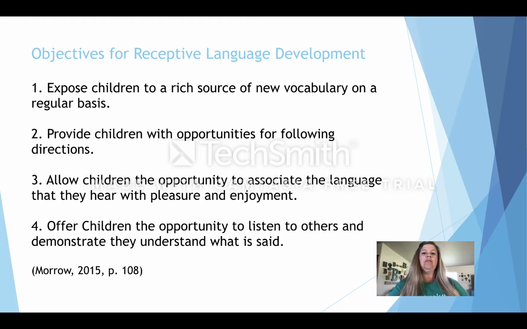Objectives for receptive language development. Expose children to a rich source of new vocabulary on a regular basis. Provide children with opportunities for following directions. Allow children the opportunity to associate the language that they hear with pleasure and enjoyment. Offer children the opportunity to listen to others and demonstrate that they understand what is said.